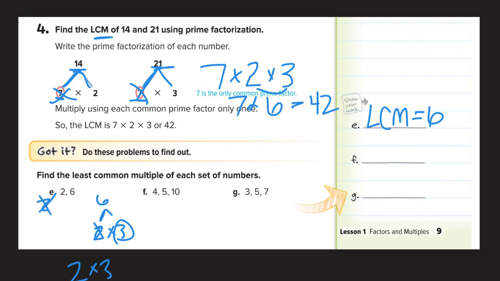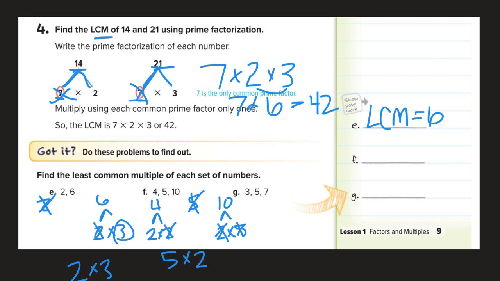Okay, let's try 4, 5, and 10. Ooh, 4, we know is 2 times 2. 5 is prime. 10 is 2 times 5. Okay, now this is where it gets a little tricky. If they all share the number, you write one number down. If only 2 of them share the number, you write one number down. So like we've got a 5 and a 5, write a 5 down. We've got a 2 and a 2, write a 2 down.